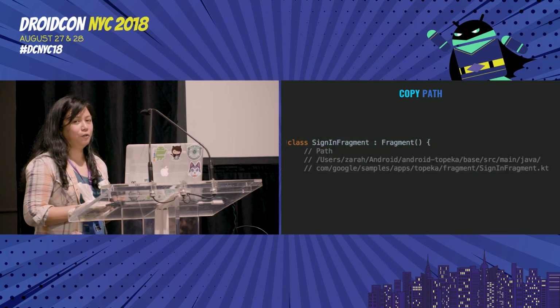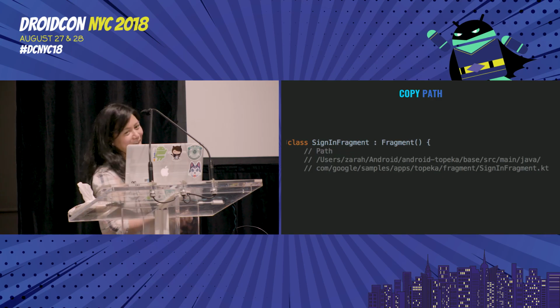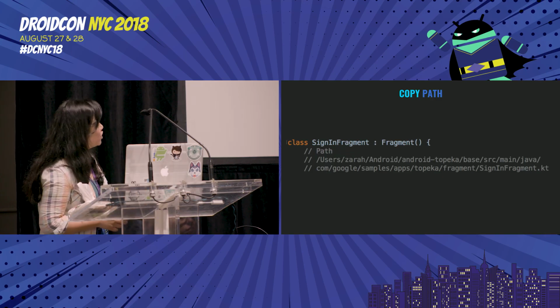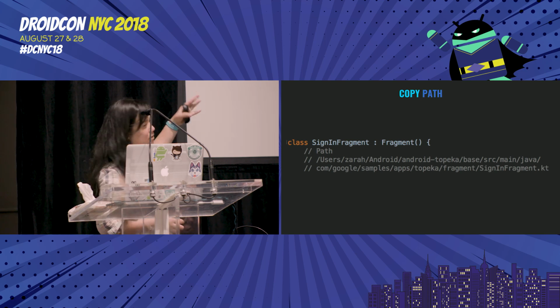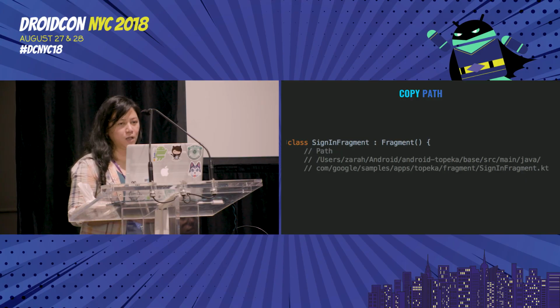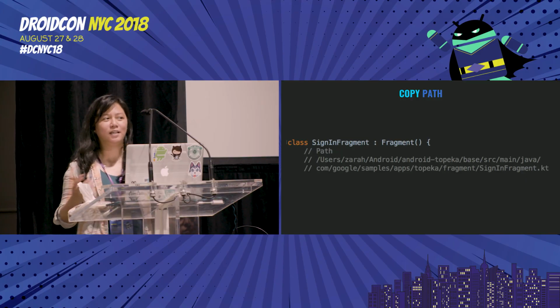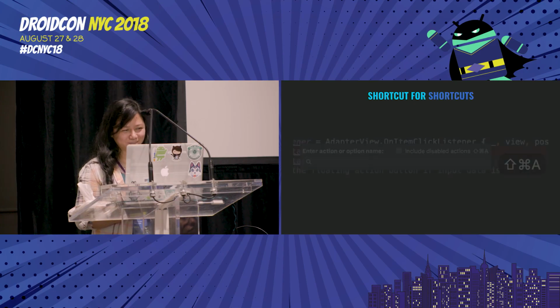And if, for instance, we want the full file path of a specific file instead, you can press Command-Shift-C, and we get the absolute path. So in this case, you see the full path of user, Zarah, whatever, of the whole file. So it's useful if you want to use it in Git or in Terminal or wherever you need the absolute path.